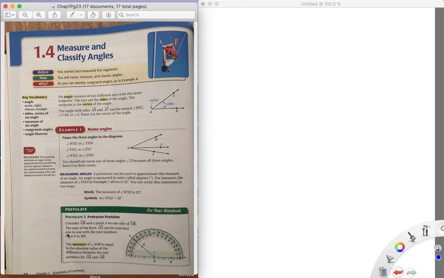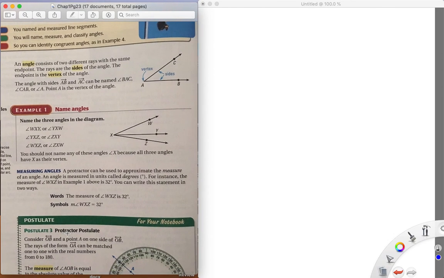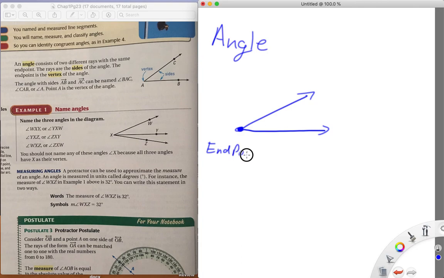classifying angle measurements. So we have this angle. What is an angle? An angle consists of two rays. I have a ray here, I have a ray here. And these two rays share a common endpoint, so the same endpoint. So that's my endpoint. Both of these rays share that endpoint.